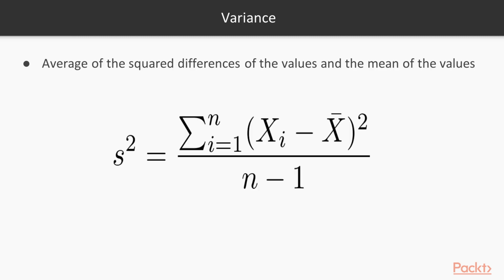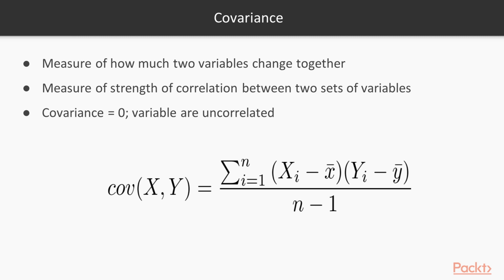Now let's look at variance, covariance, and covariance matrices. Variance is calculated as the average of the squared differences of the values and the mean of the values as shown in this equation. Covariance is a measure of how much 2 variables change together. It's a measure of the strength of the correlation between 2 sets of variables. If the covariance of 2 variables is 0, the variables are uncorrelated. The covariance of 2 variables is calculated using this equation.